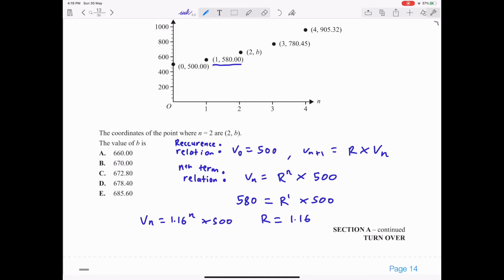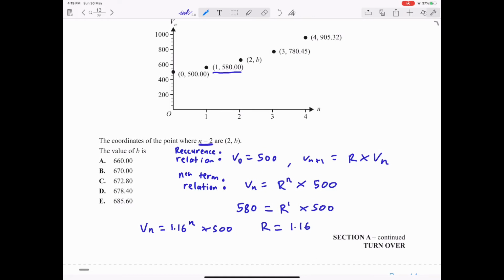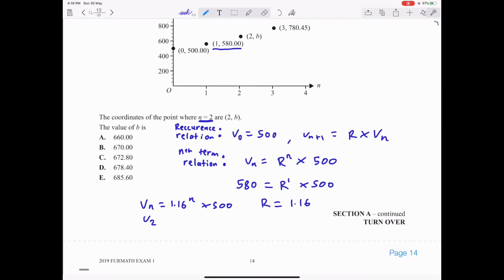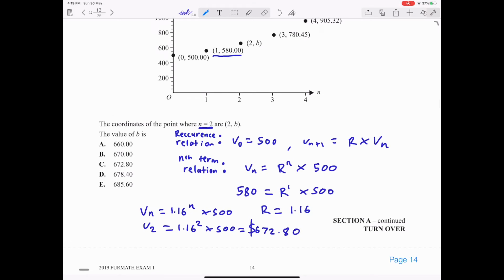So therefore, the nth term relation rule is Vn equals 1.16 to the power of n times 500. So if we sub n equals 2 to find the value of b, 1.16 to the power of 2 times 500, put that on your CAS calculator, and you should get 672.80 and therefore the value of b is 672.80, and therefore C is the correct answer.